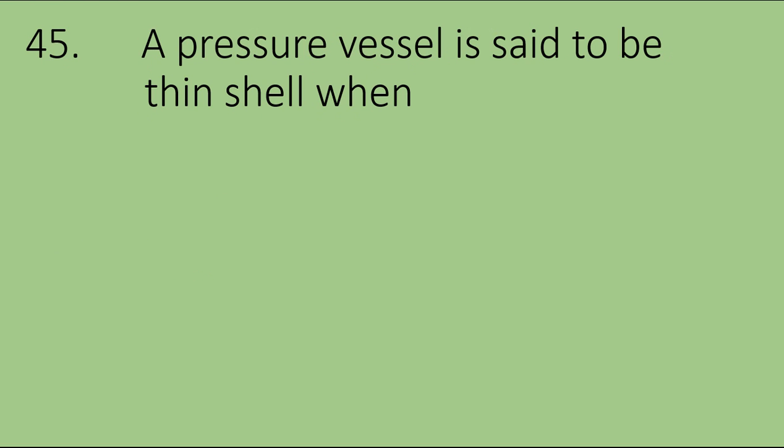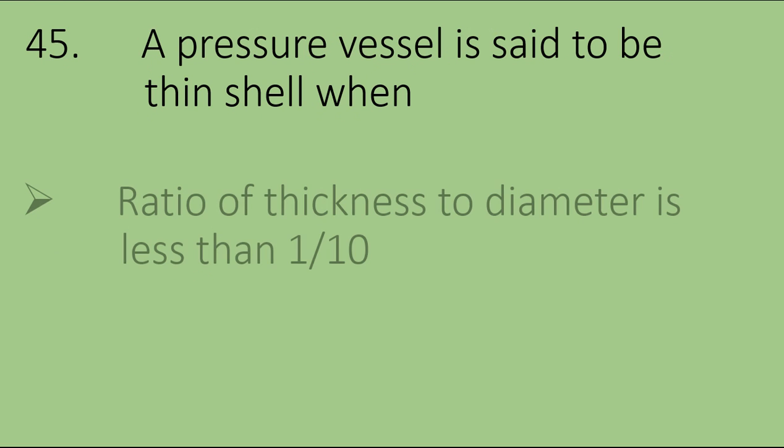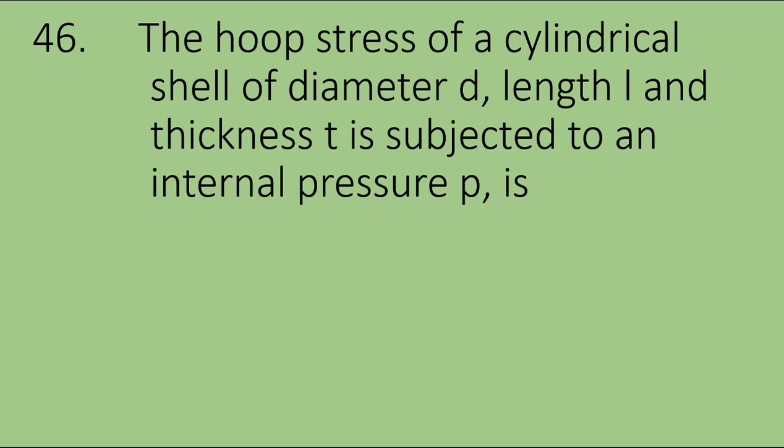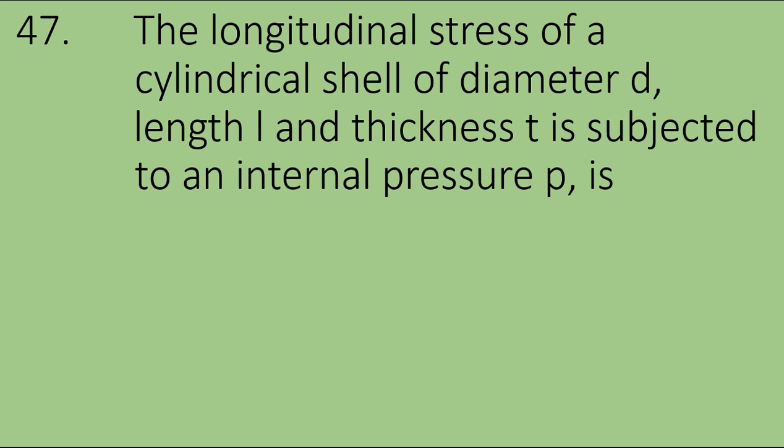45. A pressure vessel is said to be thin shell when. Answer: ratio of thickness to diameter is less than 1 by 10. 46. The hoop stress of a cylindrical shell of diameter d, length L, and thickness t subjected to an internal pressure P is. Answer: PD by 2t. 47. The longitudinal stress of a cylindrical shell of diameter d, length L, and thickness t subjected to an internal pressure P is. Answer: PD by 4t.